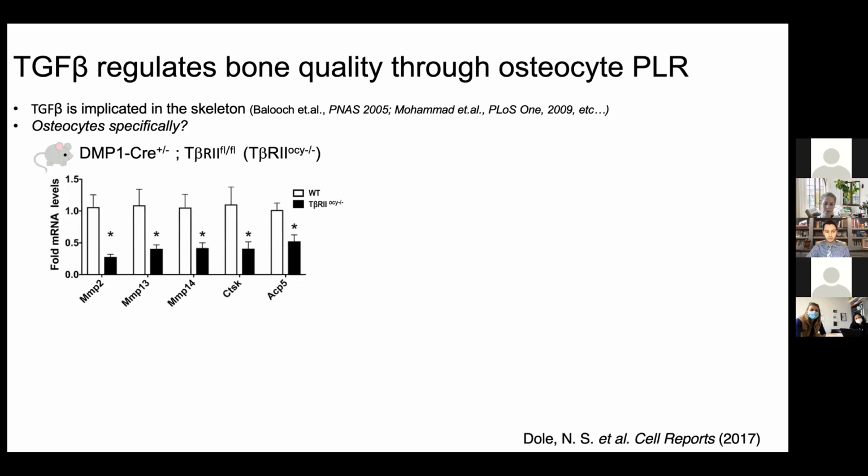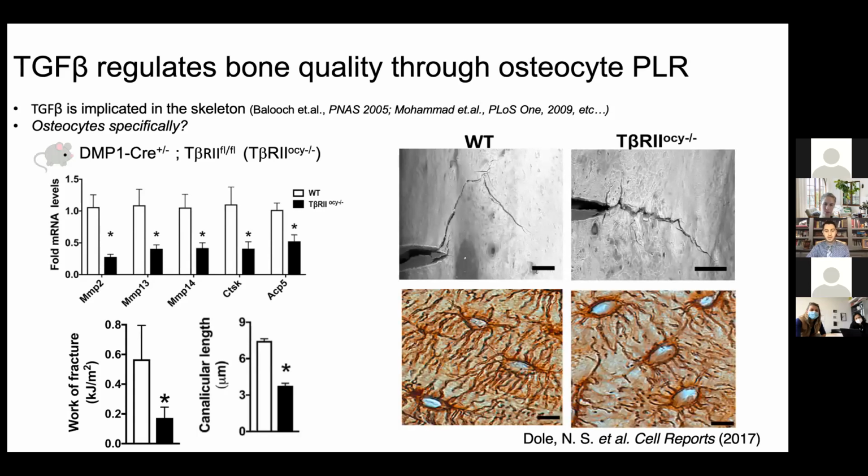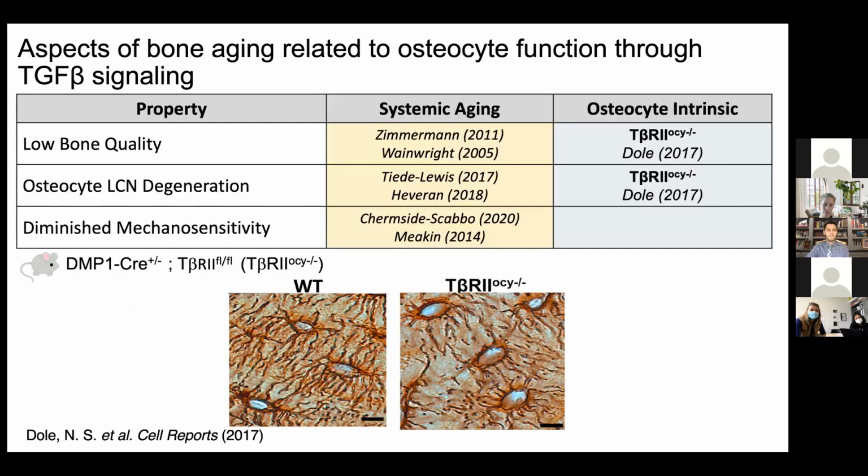These mice exhibit a loss of enzymes involved in perilacunar remodeling, including MMPs and other matrix remodeling enzymes. They exhibit losses to bone strength, including a loss of work to fracture in a notch bending test, as well as exhibiting losses to the osteocyte lacunar canalicular networks, marked by losses of 2D canalicular length in silver nitrate staining. So we have several aspects of bone aging that are also marked by osteocyte intrinsic losses to TGF-beta signaling.